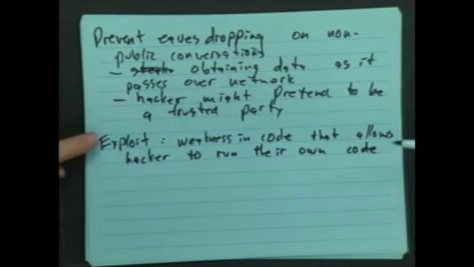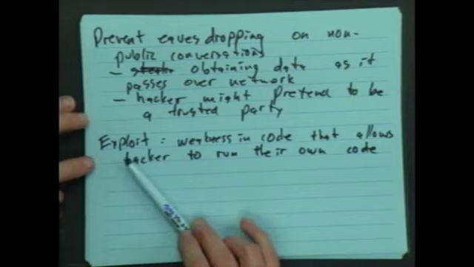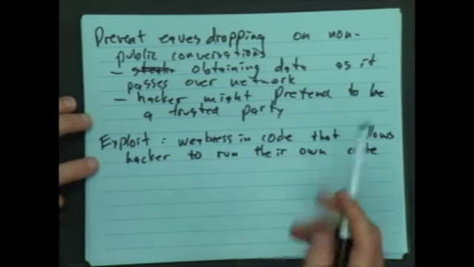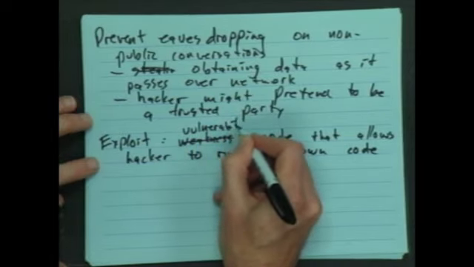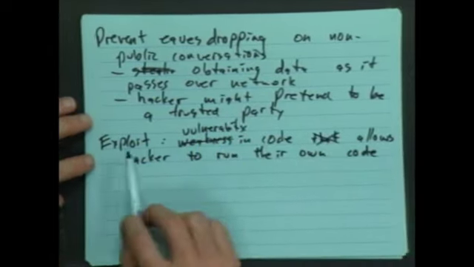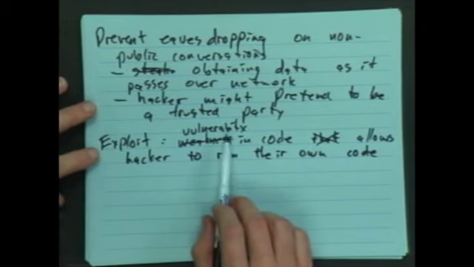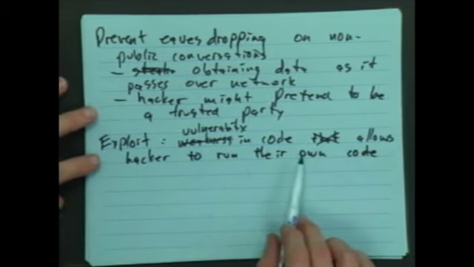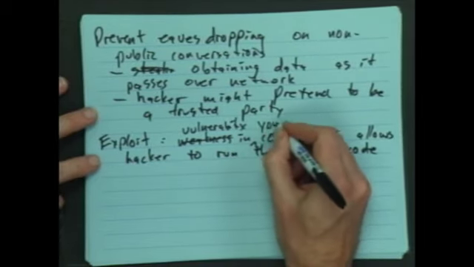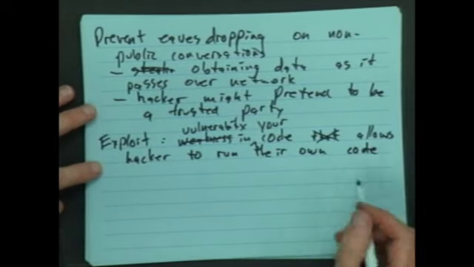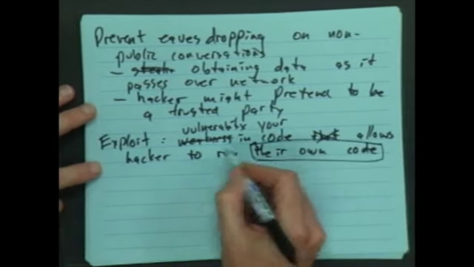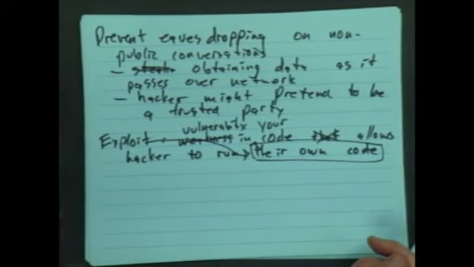Okay. I'm going to explain this right now. The whole idea here is if there is an exploit, there's a vulnerability. So I call this a vulnerability. An exploit means that there's a vulnerability in your code that allows a hacker to run their own code. Their own code is the exploit. So the vulnerability is like the open door. The exploit is the way they get in.